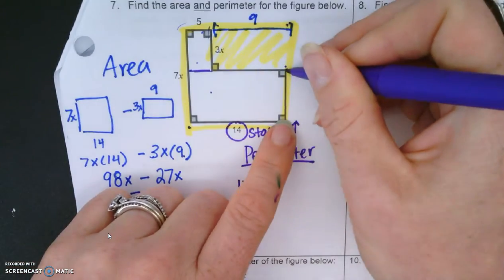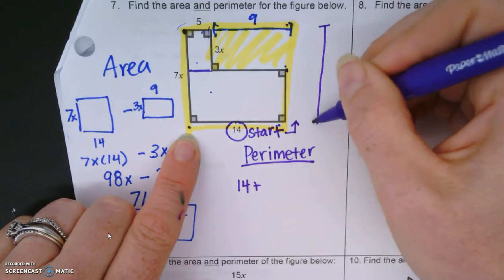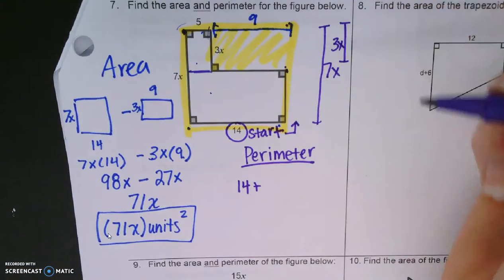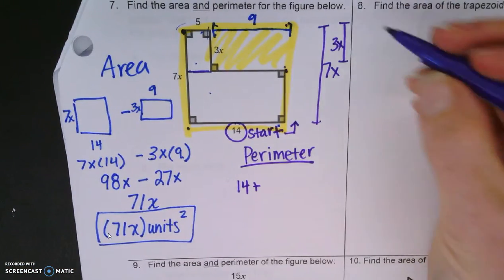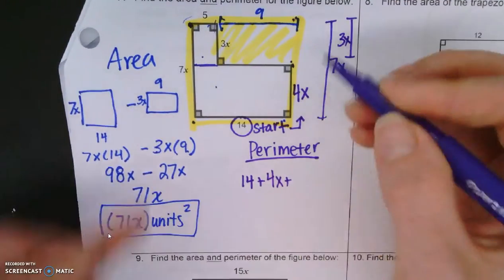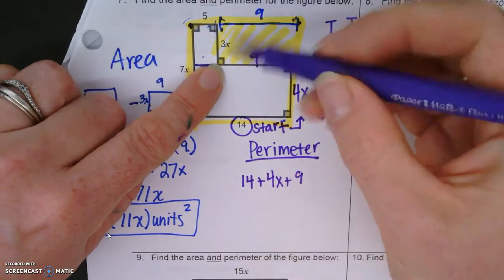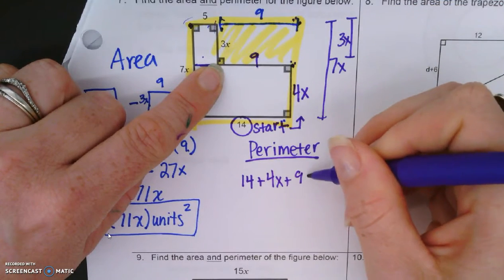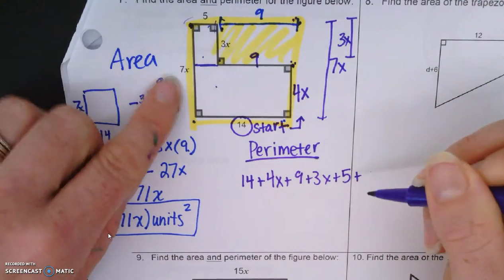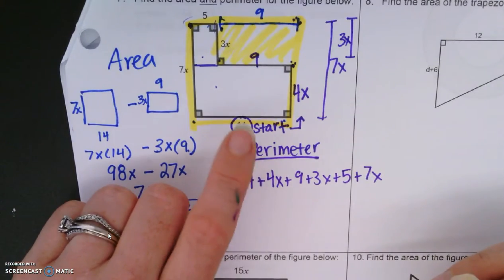Plus this length, well, if the entire amount is 7x, and from here to here is 3x, the remaining length is 7x minus 3x, which is 4x. So plus 4x plus, from here to here, oh, we already said it was 9. Here to there is 3x, 5, 7x. Do I have to add 14? Oh, nope, I started there.